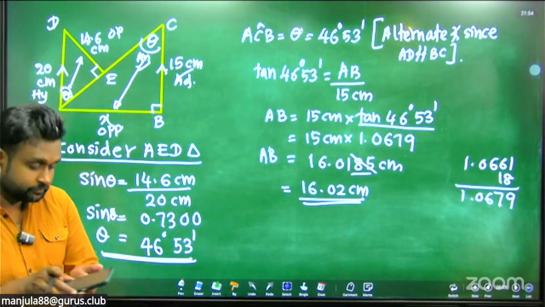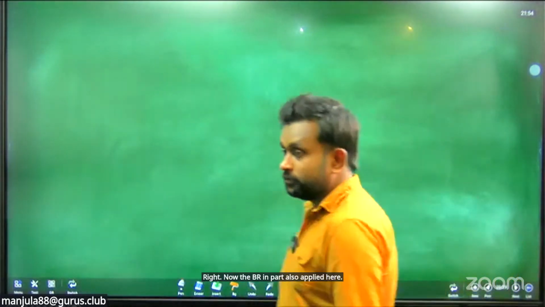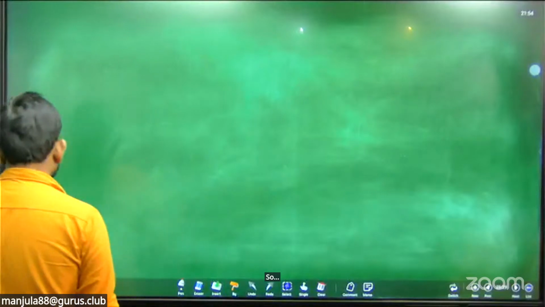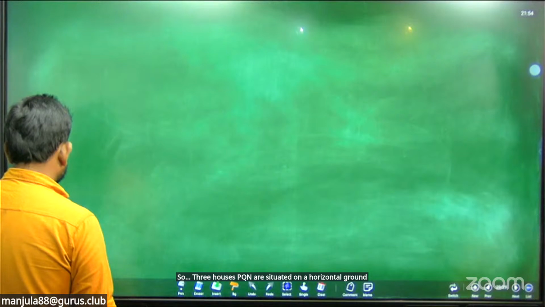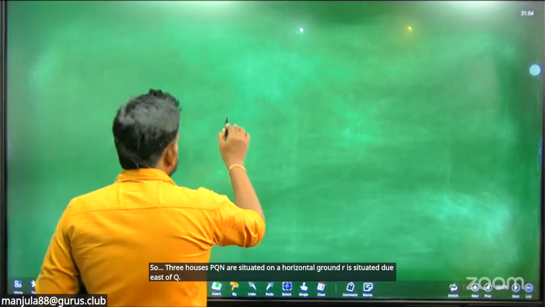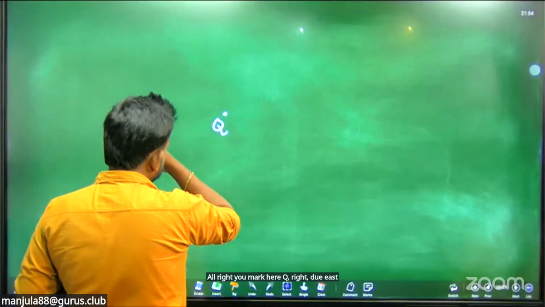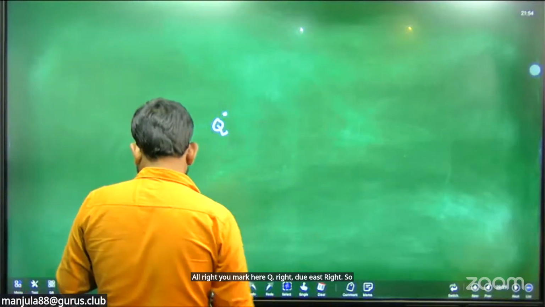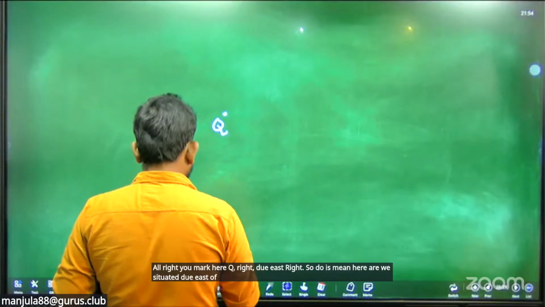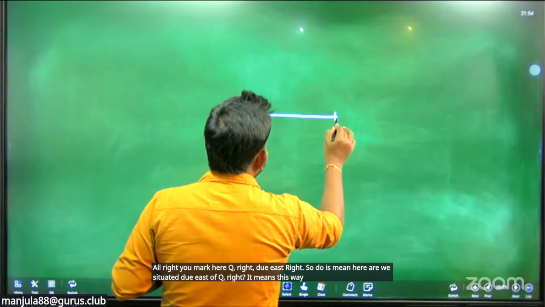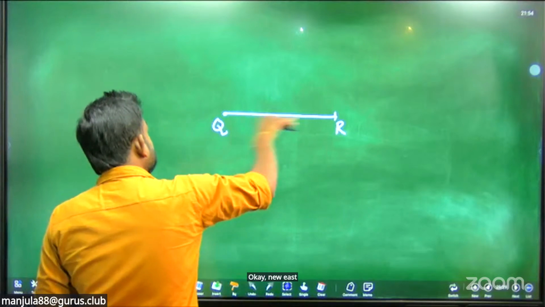Right. Now the bearing part is also applied here. Three houses P, Q and R are situated on horizontal ground. R is situated due east of Q. You mark here Q. Due east means this way. Q, R. Okay, R is due east of Q, on the east side of Q.